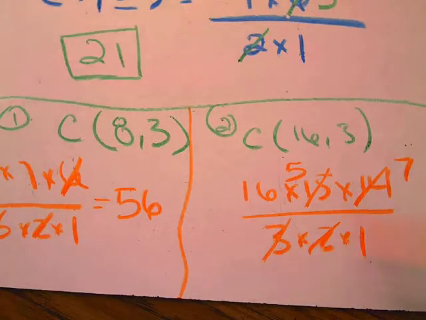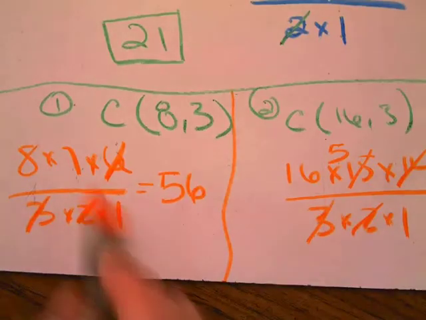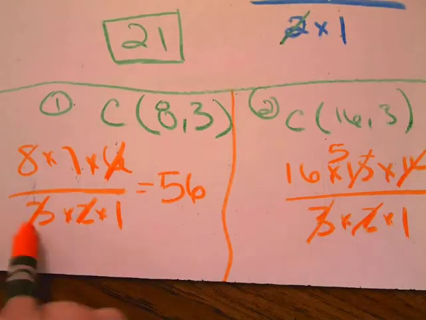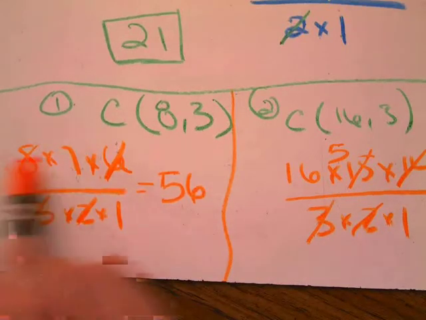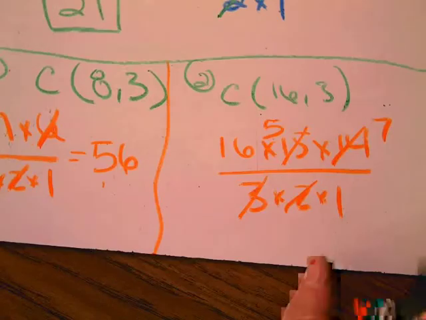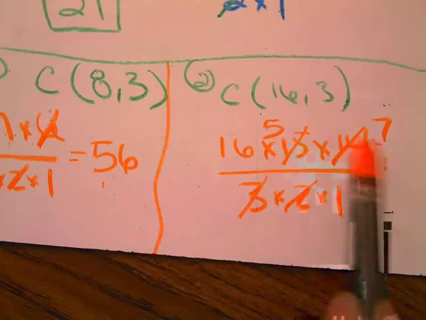Okay, as you can see, I'm using the cross cancellation to make the mathematics easier. So for the first one, I have 8 times 7 times 6 over 3 times 2 times 1. The 3 and the 2 can cancel out the 6, and all I have to do is multiply 8 times 7, which is 56.